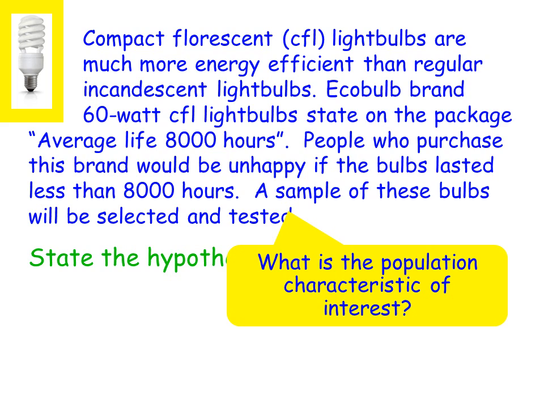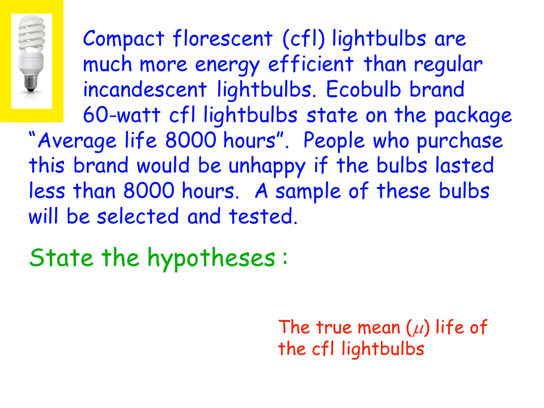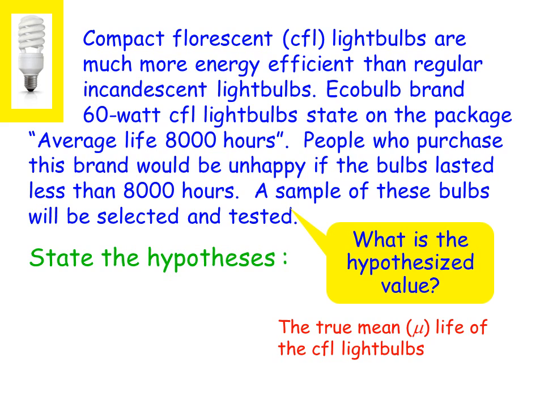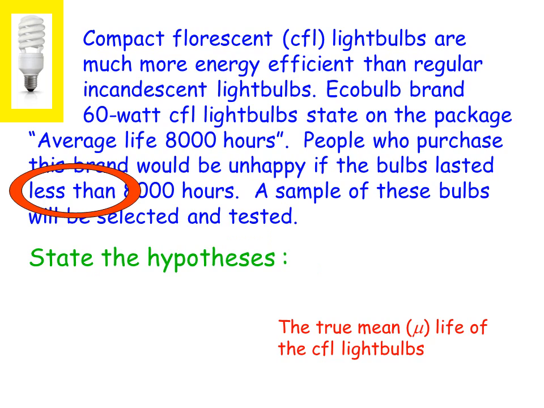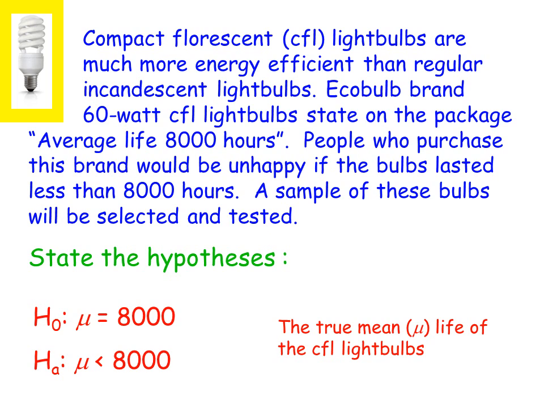What is the population characteristic of interest? We are looking at the true mean life of the light bulbs. The hypothesized value is 8,000 hours. And what words indicate the direction of our alternative? Less than. Our null hypothesis is always equal to, so we believe the average is equal to 8,000. Our alternative is that we believe it's less than 8,000.